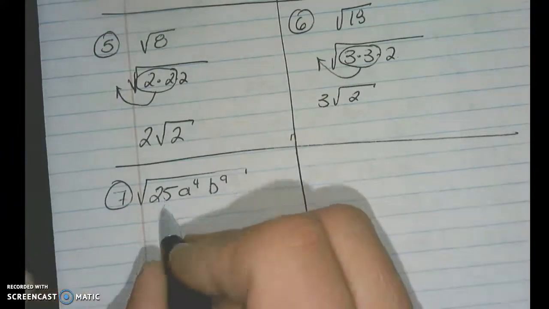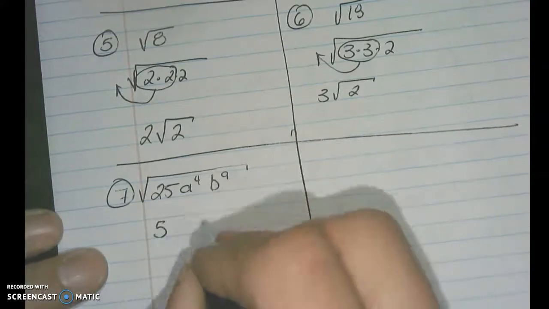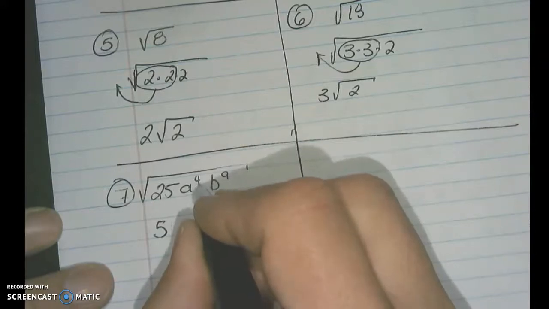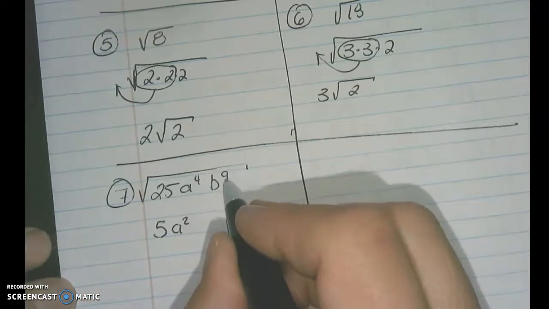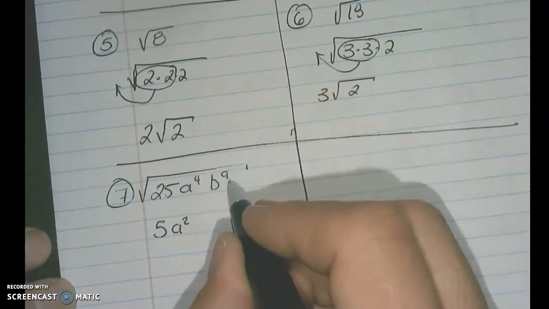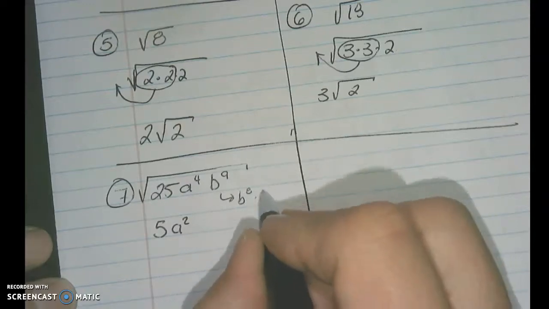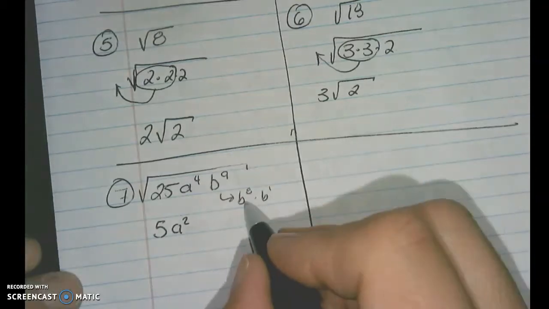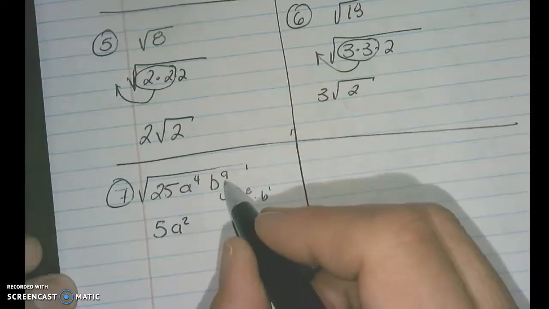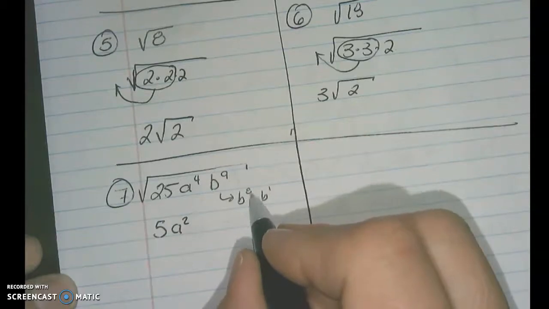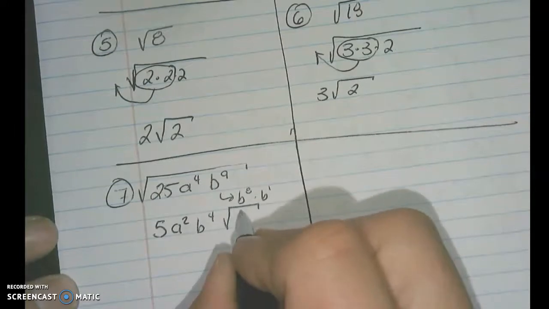Well, what's the square root of 25? 5. So I'm just going to do that one out front now. What's 4 divided by 2? So a squared. Now 9 cannot be divided by 2, correct? Okay. So I can change that b to be 8 times b to the 1 power, right? Because when I have the same base and I'm multiplying the exponents, that becomes 8 plus 1, which is 9. So what's 8 divided by 2? 4. What's left inside the radical? B.